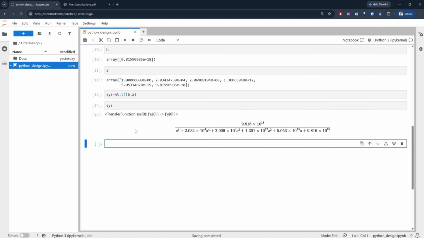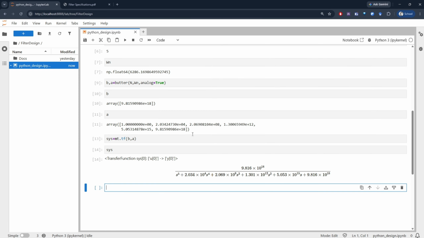So the numerator is b, the denominator is a. Then we can see what is our system here. So our system is equal to what? So this is our system, s raised to 5 because it's a fifth order filter. So the highest order is 5 because you see that's something raised to 5. So this is the transfer function that is scaled, not normalized. When you normalize, we expect the value of the numerator to be 1. But now it has been scaled to have these values.